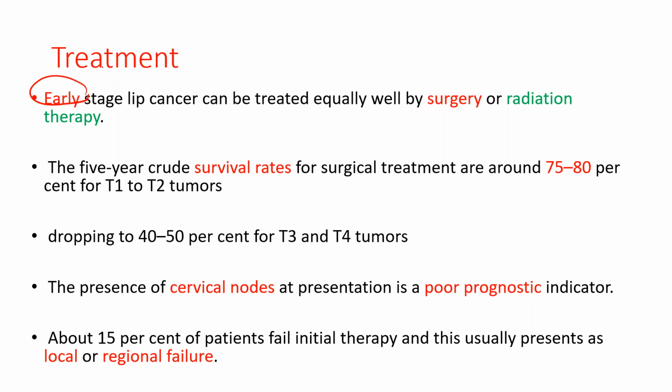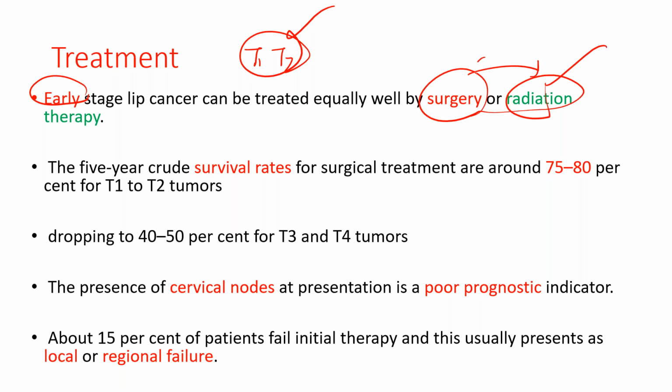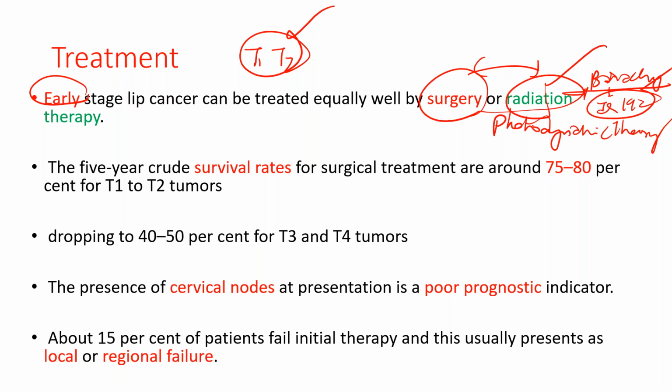How do you treat early stage tumors? You can go for surgery or radiation with equal effect. There is also photodynamic therapy along with radiation. Radiation is done by means of brachytherapy. What is brachytherapy? You are putting an implant there, for example iridium 192, which is kept inside. We'll see later.